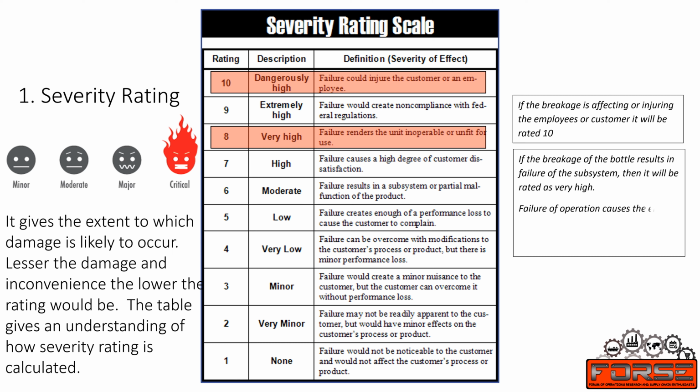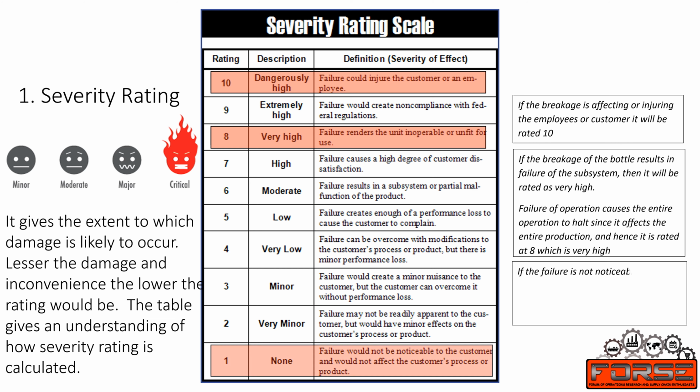Failure of operation causes the entire operation to halt since it affects the entire production, and hence it is rated at 8, which is very high. If the failure is not noticeable to the customer and doesn't have any effects, then it is rated 1, which is the minimum value, which indicates no severity.